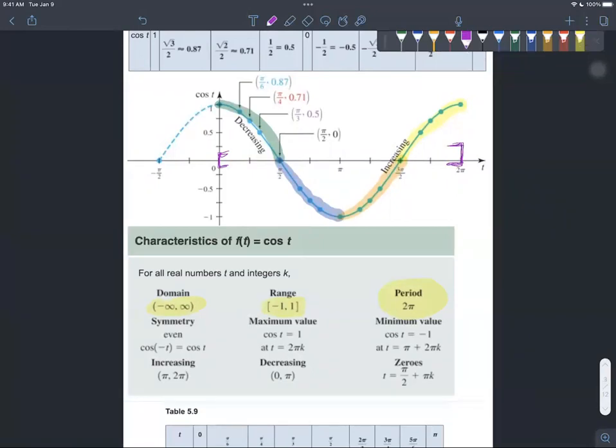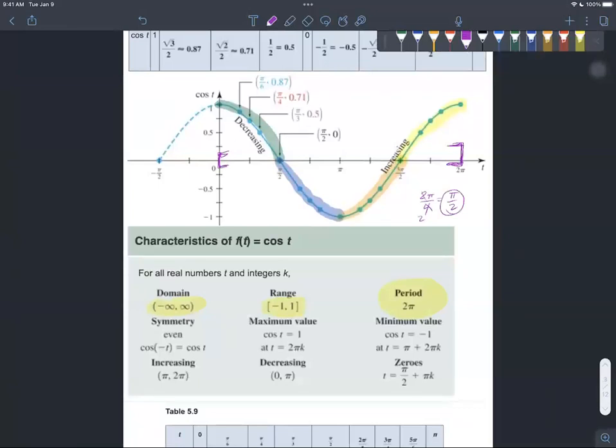And since we have 4 sections here, I have colored them in green, blue, orange, and yellow. We can take the period length, which is 2 pi in length, and divide it by the number of sections, which is 4. This gives us that each of these sections will be length pi over 2. So every pi over 2 radians, something special is happening.